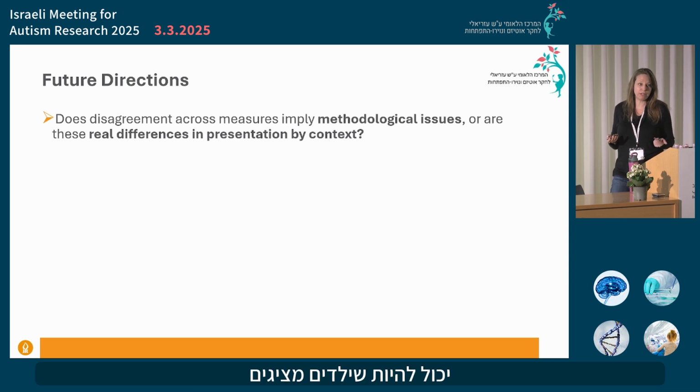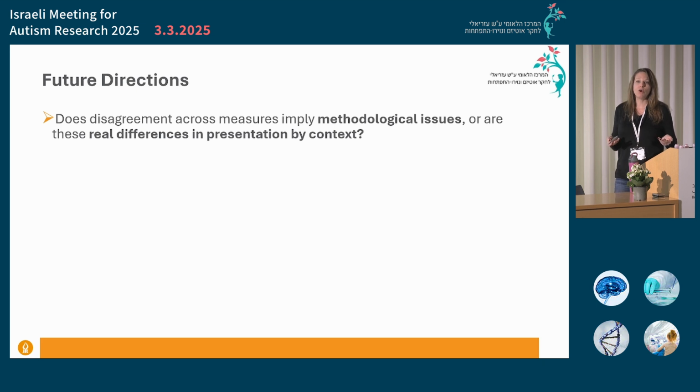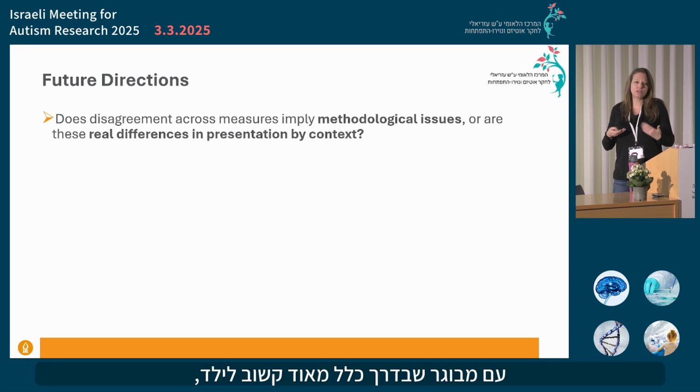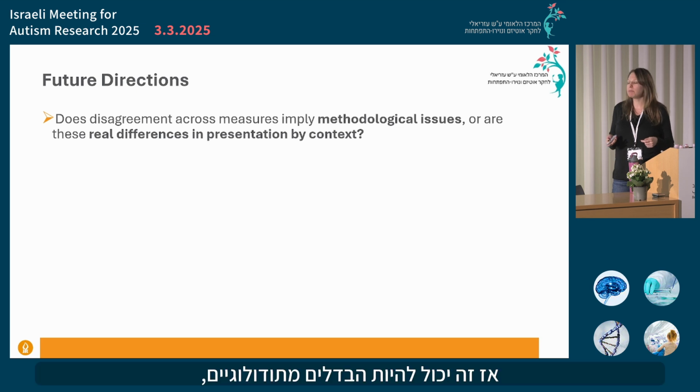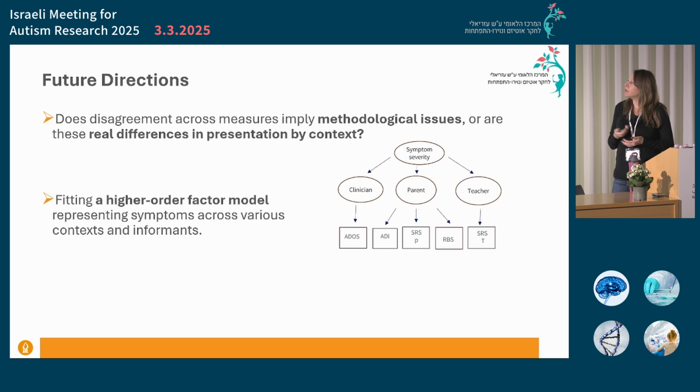It might very well be that children present their autism symptoms differently at the playground at school, where the teacher sees them, or in the home environment, or in the assessment room in an hour with an adult that usually is very attuned to the child, and it's a completely different type of situation. So it might be methodological differences, but it might be that we're actually capturing a real difference in presentation.